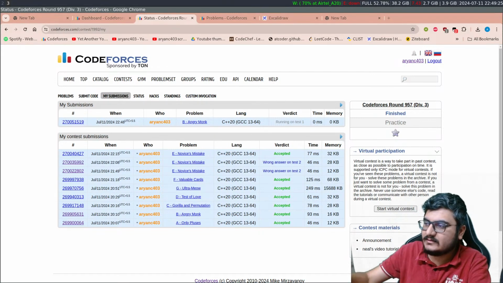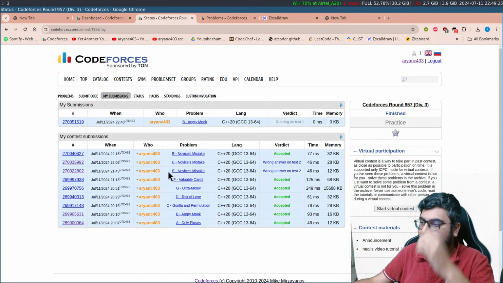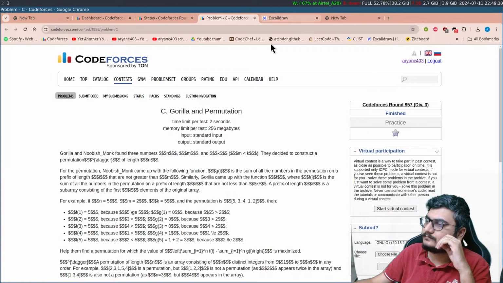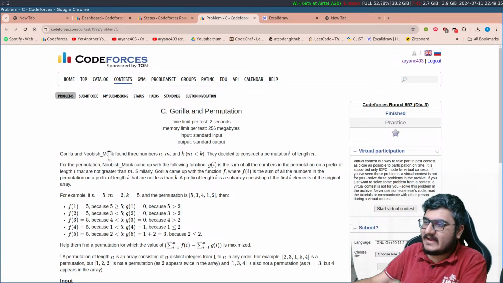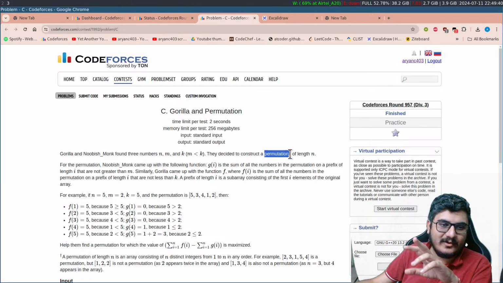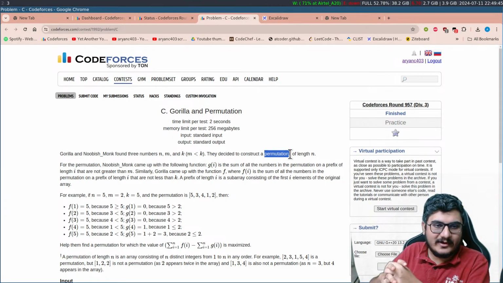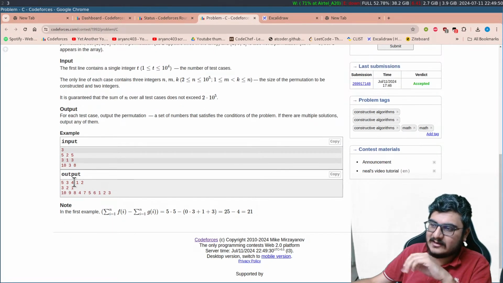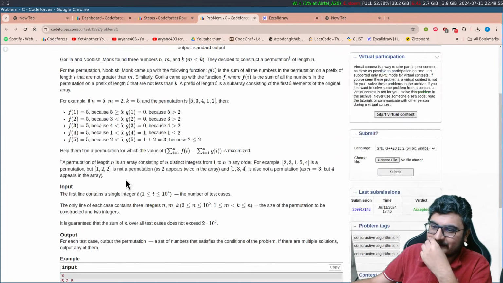Next is problem C, which says Gorilla and Permutation. Gorilla and Noobish_Monk found three integers n, m and k, and they decided to construct a permutation of length n. Permutation of length n means all the elements from 1 to n appear only once in the array. Because we have to print the permutation, every number from 1 to n should be there only once. And you can see it satisfies here.